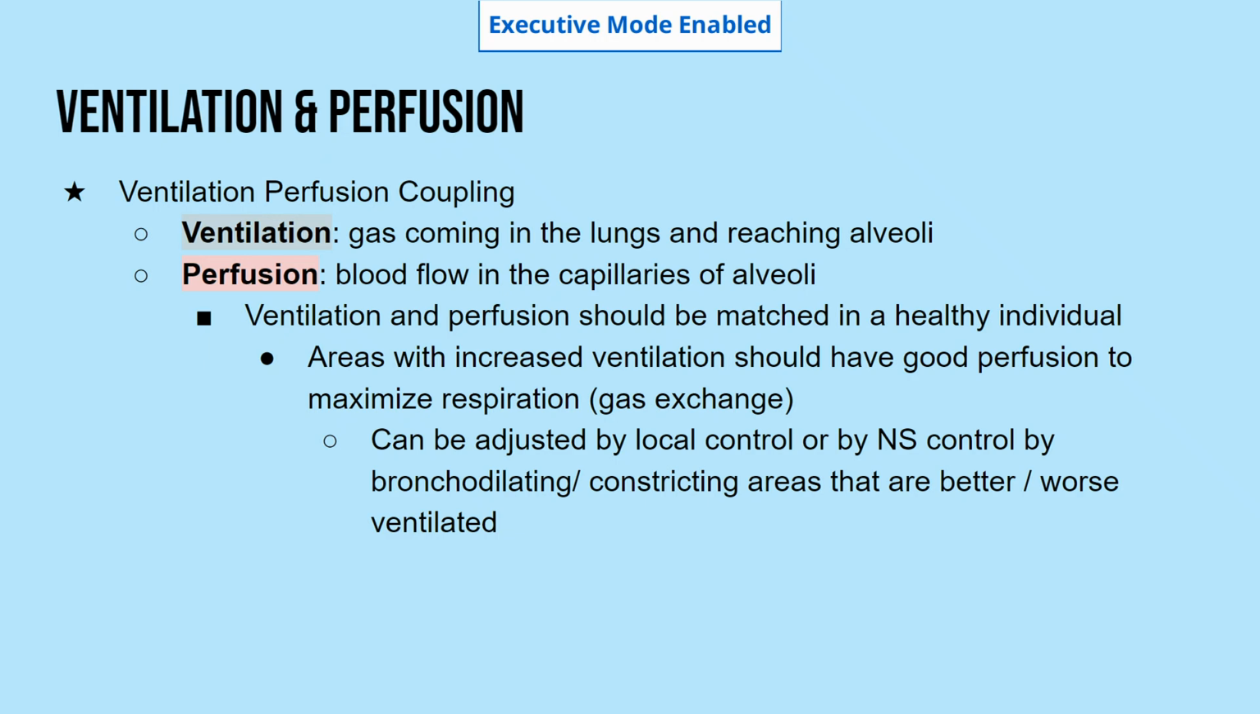So here's just some vocab between ventilation and perfusion. Ventilation is just gas coming in the lungs and reaching the alveoli, whereas perfusion is the blood flow in the capillaries of the alveoli. So ventilation and perfusion should be matched in a healthy individual. Areas with increased ventilation should have good perfusion to maximize gas exchange. And then this can be adjusted by local control or by nervous system control, by bronchodilating or constricting areas that are better ventilated in the lungs.